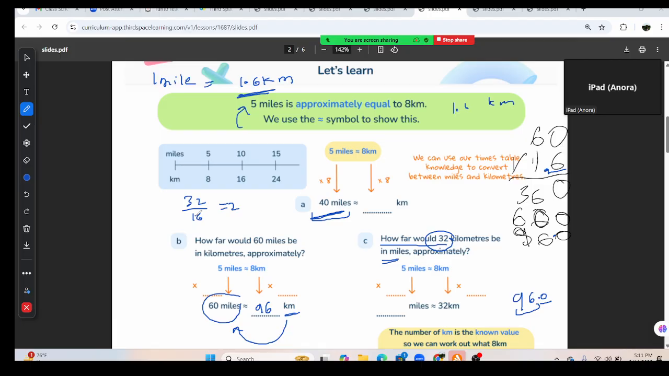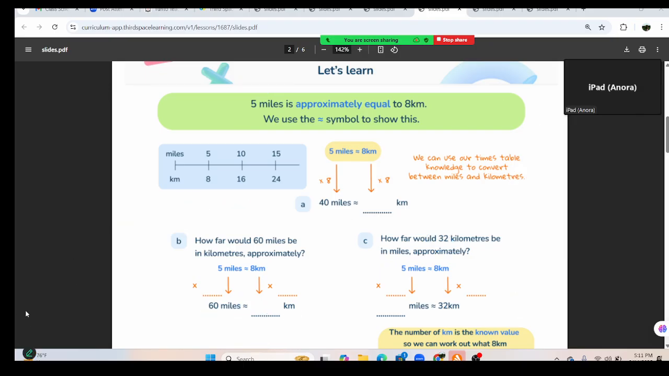So there is this decimal. After how many digits is the decimal there? 1. So you'd put 10 there. Okay. So the answer is 20. So basically, the number of kilometers is the known value.